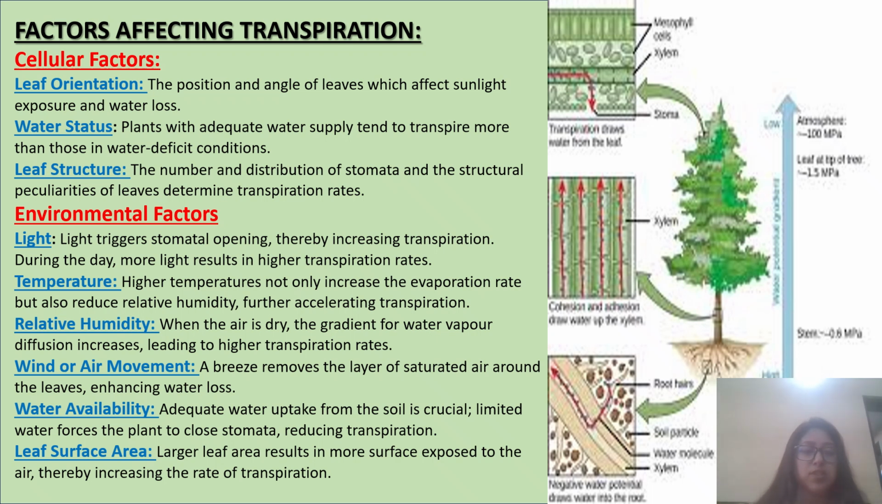Wind or air movement. A breeze removes the layer of saturated air around the leaves, enhancing the water loss. Next, water availability. Adequate water uptake from the soil is crucial. Limited water forces the plant to close stomata, reducing transpiration. Leaf surface area. Larger leaf area results in more surface exposed to the air, thereby increasing the rate of transpiration.